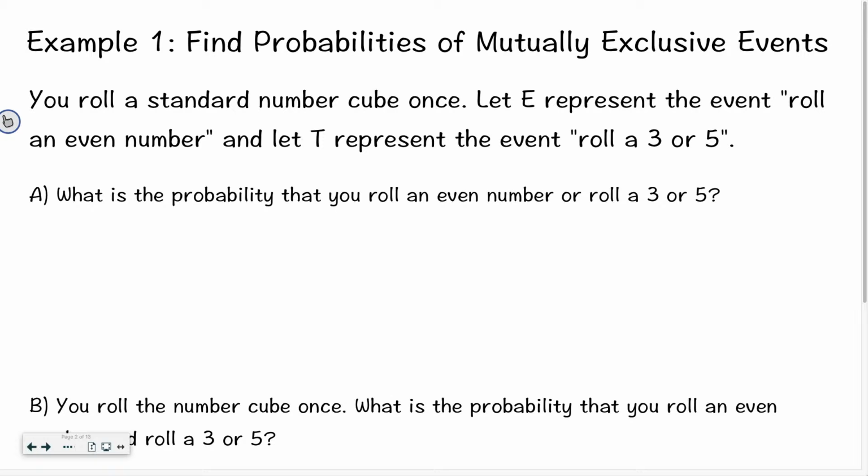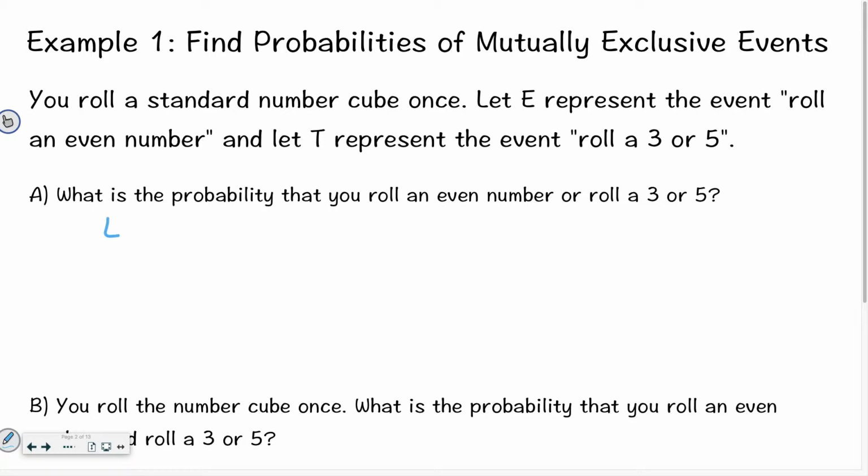Let E represent the event roll an even number, and let T represent the event roll a 3 or a 5. Now notice, if I said roll an even number, that can't happen at the same time that you roll a 3 or 5, right? That's why those two things are called mutually exclusive. So letter A, what is the probability that you roll an even number or roll a 3 or 5?